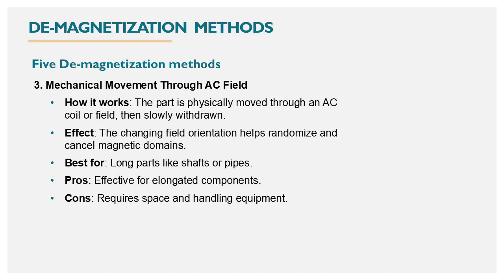Demagnetization method number 3 is mechanical movement through an AC field. How it works: the part is physically moved through an AC coil or field, then slowly withdrawn. Effect of the AC field method: the changing field orientation helps randomize and cancel magnetic domains. The AC field method is best for long parts like shafts or pipes.